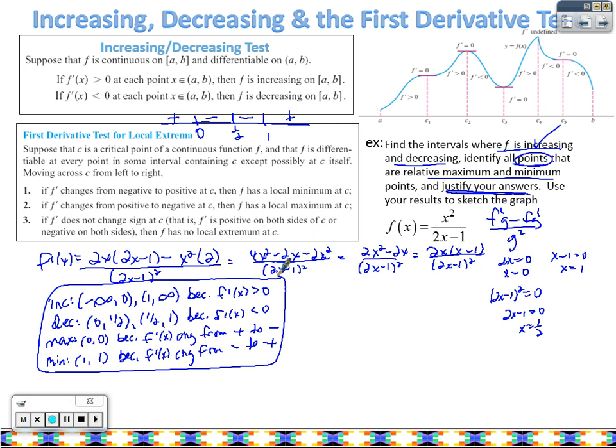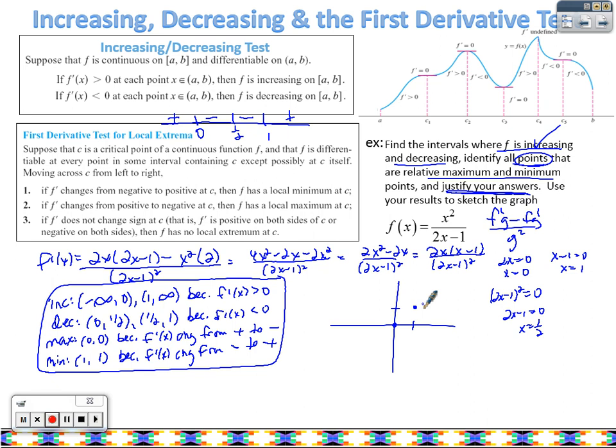Let's sketch the graph. I know it's a weird thing, right? But it's relative, it's local, so it's not an absolute. Okay, so let's write our points. We have a maximum at 0, 0. We have a minimum at 1, 1. Okay, so we have those graphed. Let's use our increase-decrease information.